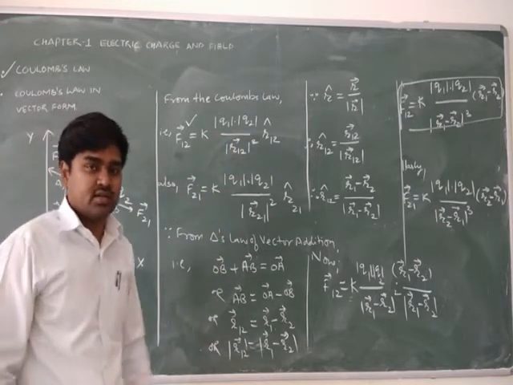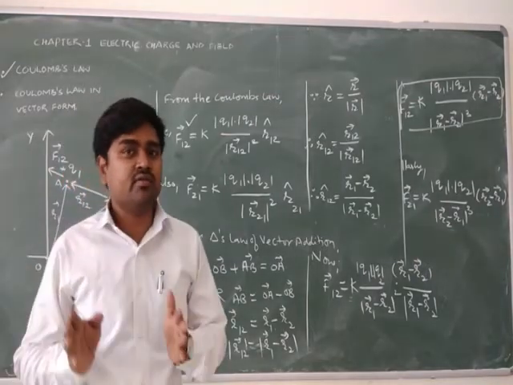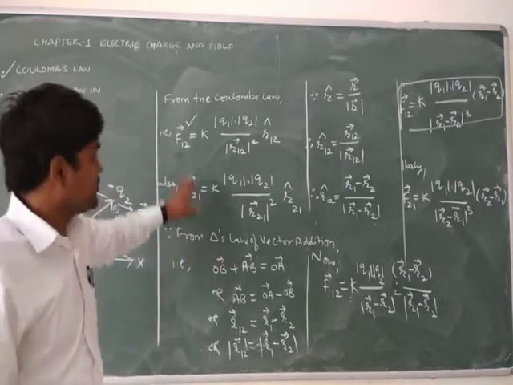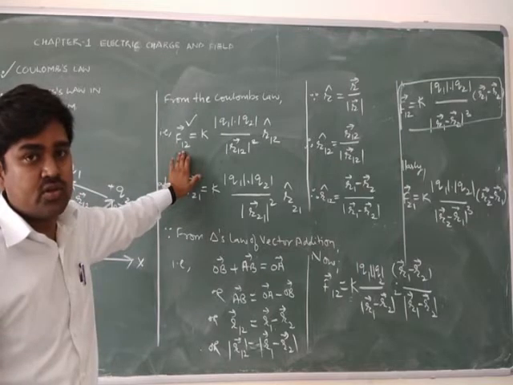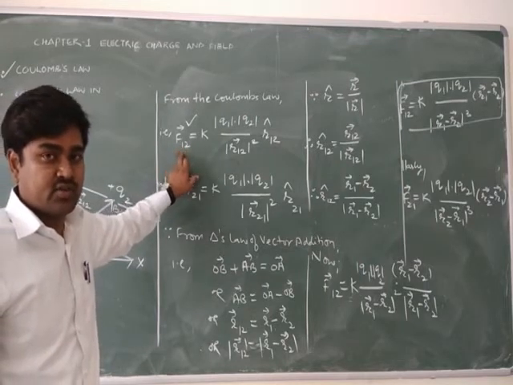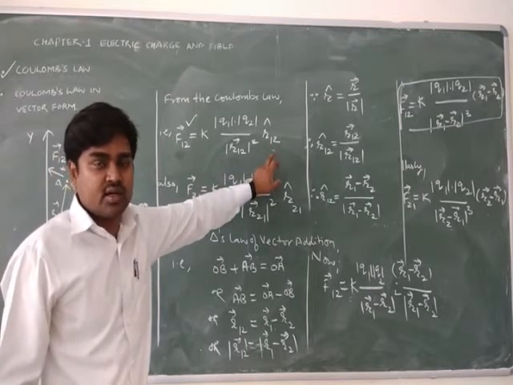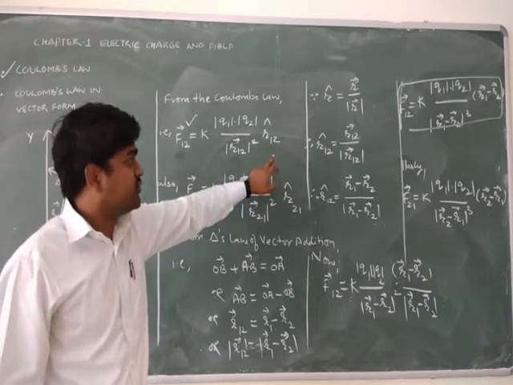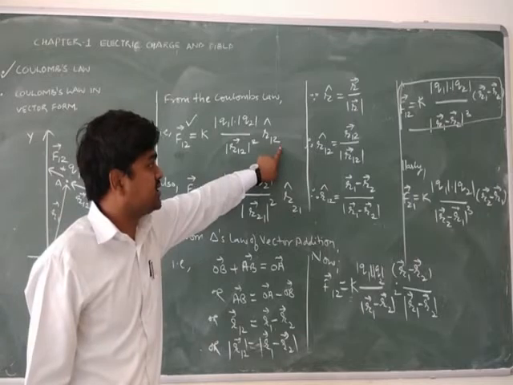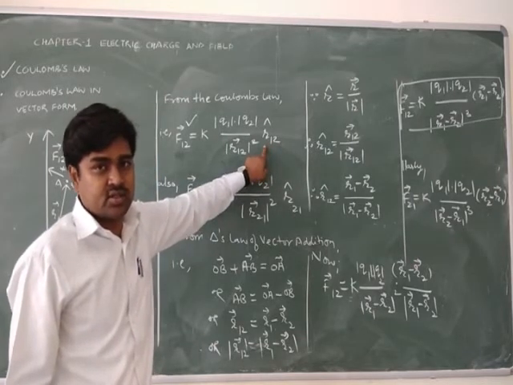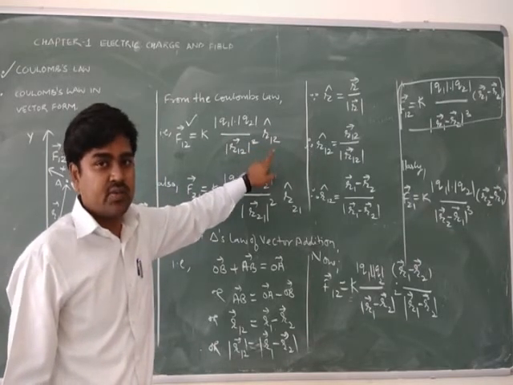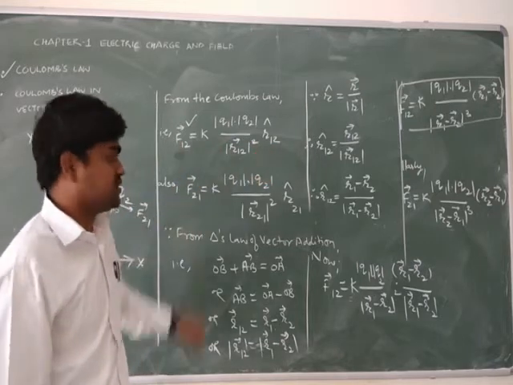As we know, a vector quantity has a direction. Here this force is a vector quantity, so to represent the direction of this force, we have the unit vector r12 here. It means the force is coming from the second charge towards the first charge. This unit vector represents the direction of this force.